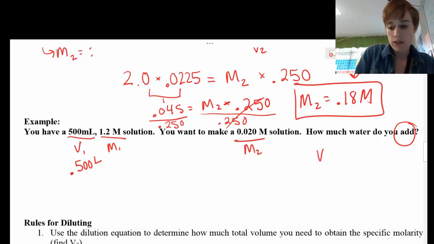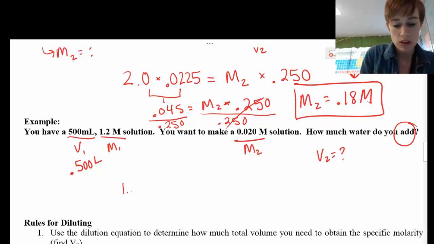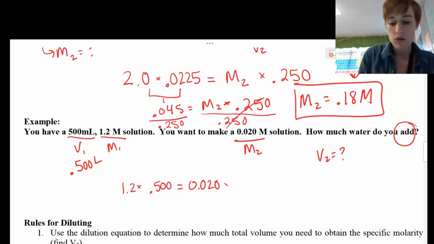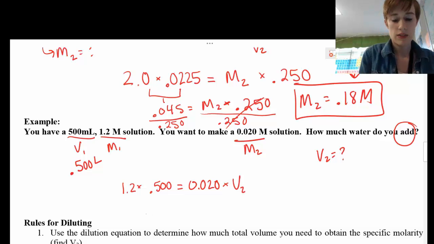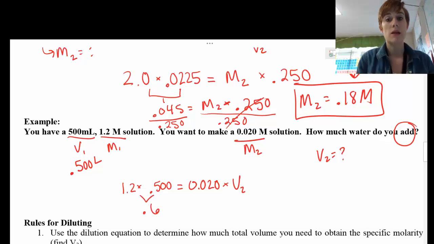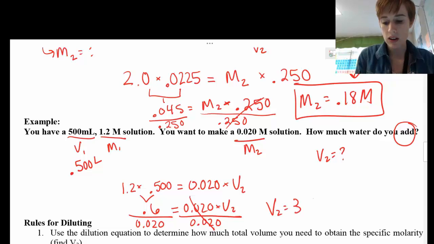Right now, let's just solve for V2, and then I'll show you how to figure out how much water you add. Okay, so M1 is 1.2, V1 is 0.500, M2 is 0.020, and we don't know what V2 is. So let's solve for V2. I'm going to simplify the left side. I multiply them together to get 0.6, and then I'm going to divide this side by 0.02 and divide the other side by 0.02, and I get 30. My volume at the end is 30 liters.